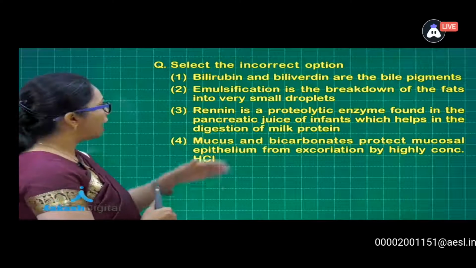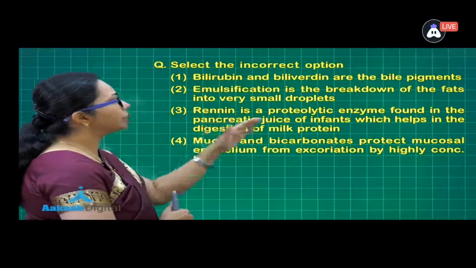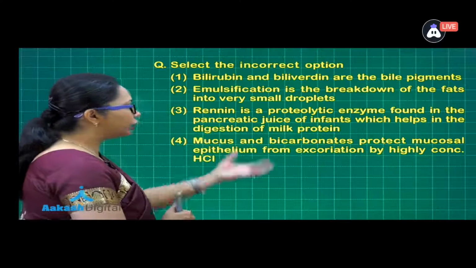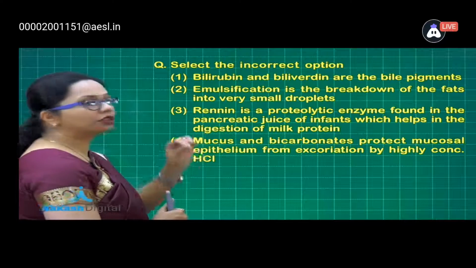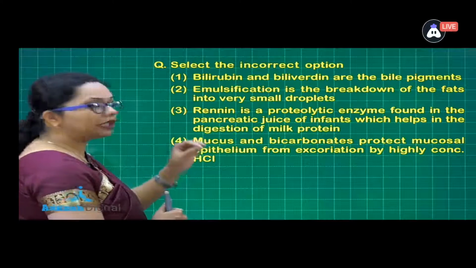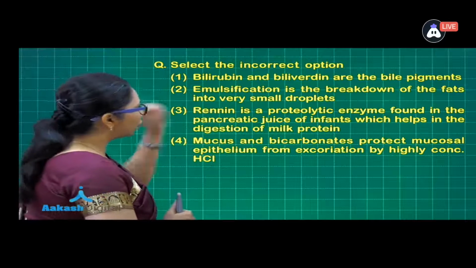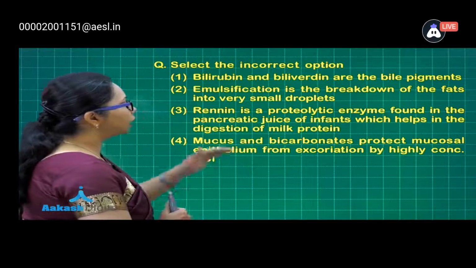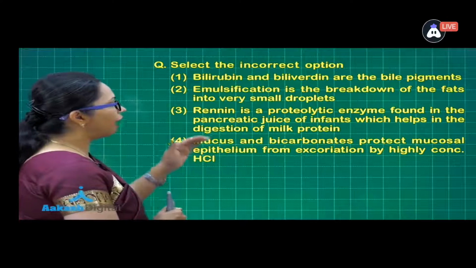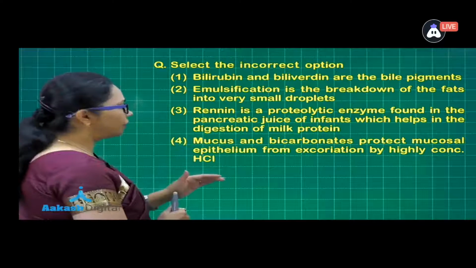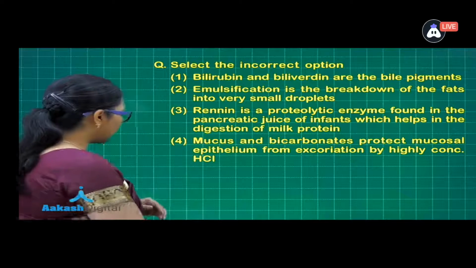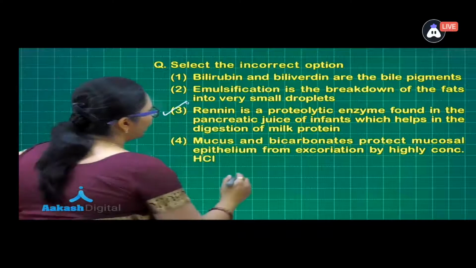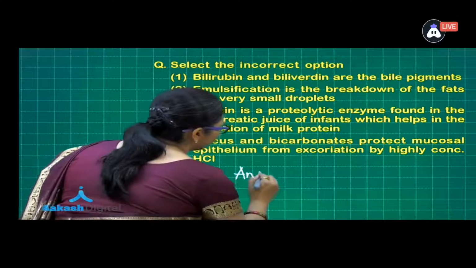Renin is a proteolytic enzyme found in the pancreatic juice of infants, which helps in the digestion of milk protein. Now we know that renin is a proteolytic enzyme. That is correct. It is found in the infant's digestion of milk protein, but it is part of the gastric juice. It is secreted by the gastric glands. So this one is the incorrect option here. Then fourth one, mucus and bicarbonates protect the mucosal epithelium from excoriation by highly concentrated HCl. That is absolutely correct. So here our answer would be this third one, that is option 3.